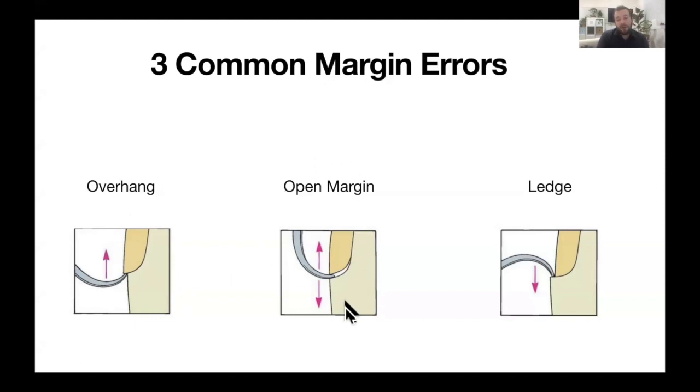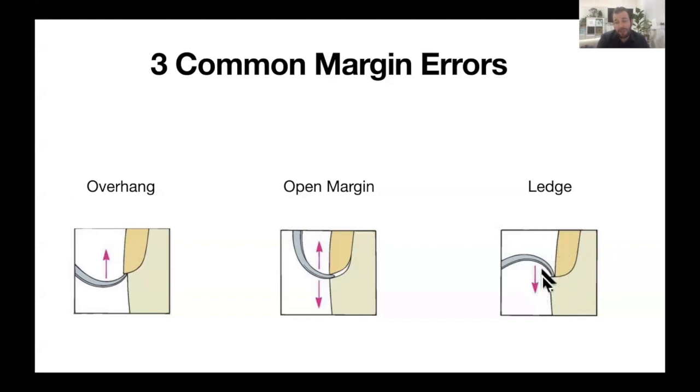The other also common problem is when you have a space between your veneer and your tooth, and that will be visualized with your eyes, especially if you're using magnification. The third is when you have a ledge. The ledge is an error that you have in the margin when your ceramic veneer is not thick enough. And this one is not very common. I see the overhangs and the open margins more often.